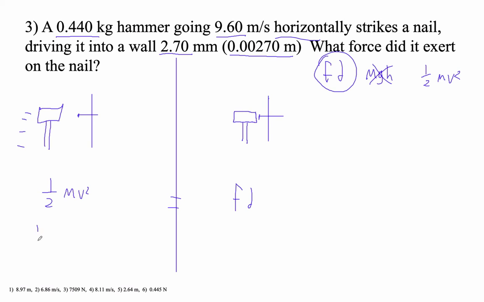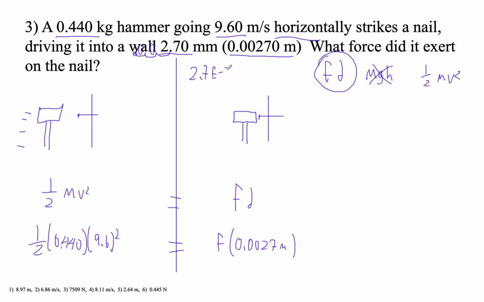So 1/2 times 0.44 times 9.6 squared is some force times a tiny, tiny distance, 0.0027 meters, which is 2.7 millimeters. You just move the decimal over three places: 1, 2, 3, 0.00. Or you can type 2.7 times 10 to the minus 3 on your calculator.